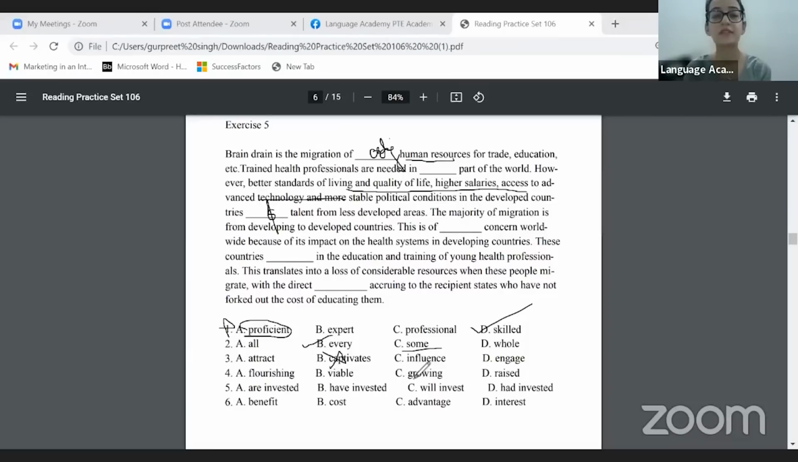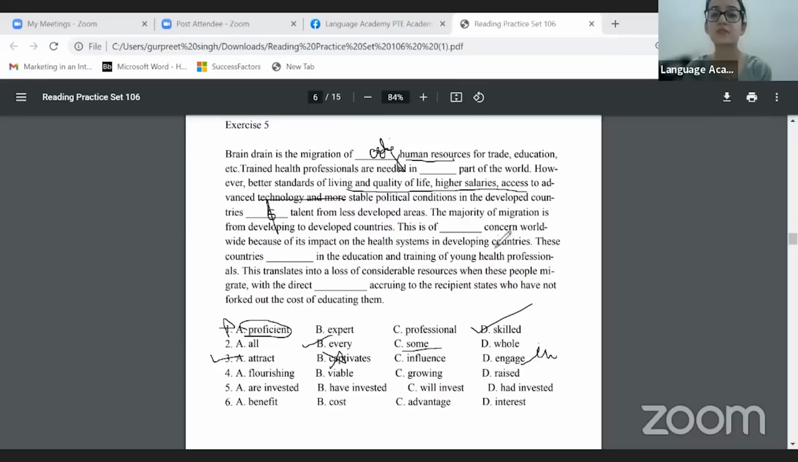What else do we have? These factors influence talent. Influence is kind of having an effect on them. And engage comes with engage in. Engage means involve. But we'll go with attract. These facilities, they attract us to live in a better situation. The majority of migration is from developing to developed countries. This is of concern worldwide because of its impact on the health systems in developing countries.